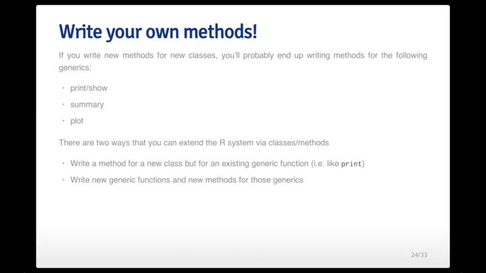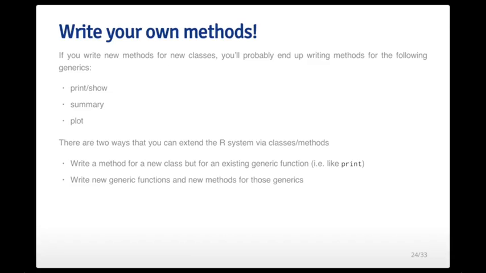So if you want to write new methods for new classes, often if you create a new class to represent a new data type, you'll probably end up writing methods for printing or showing. You may write a method for summary. You'll write a method for plotting because there won't be a plot method for a new type of data.